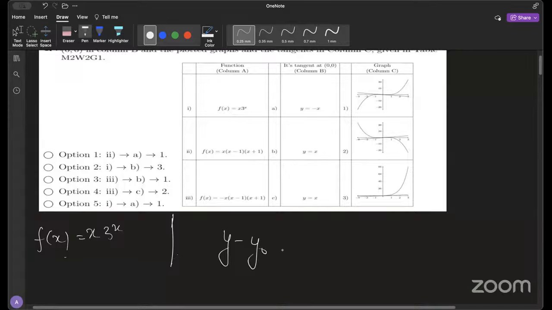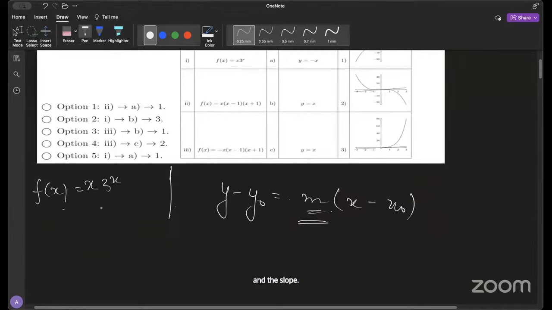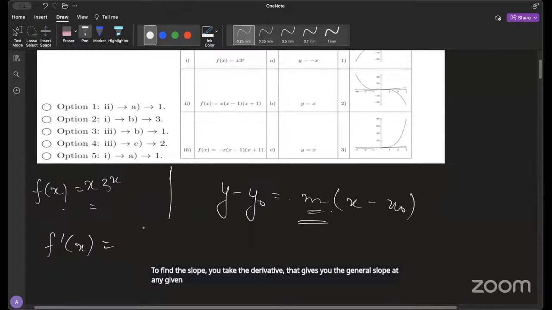Ma'am, we differentiate, with that point 0, 0. Find the slope. Okay. Before that, it's this, right? This is the equation of the tangent. Yes. And you need the point here and the slope. So to find the slope for this function, you take the derivative that gives you the general slope at any given point x, y, right?